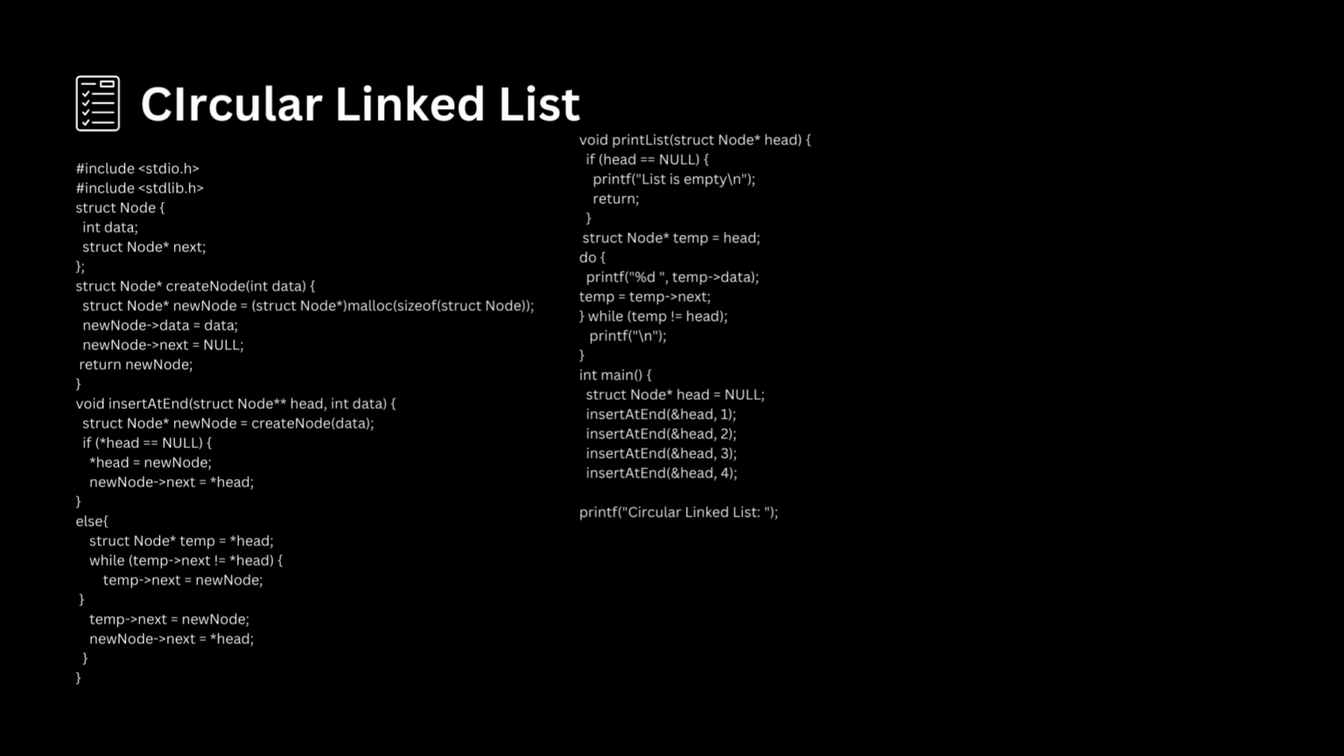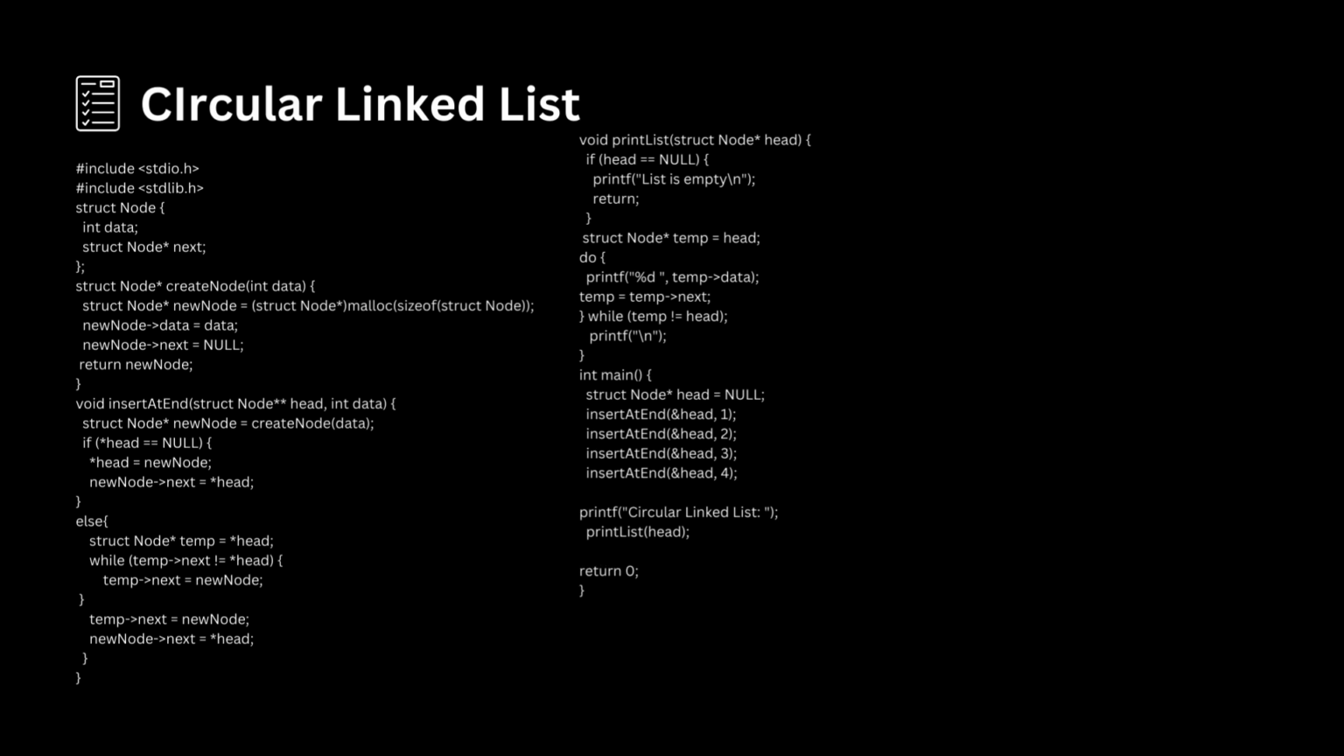This line prints a message indicating that the following output will be the circular linked list. This line calls the printList function to print the elements of the circular linked list starting from the head. Return 0 indicates a successful execution of the program.